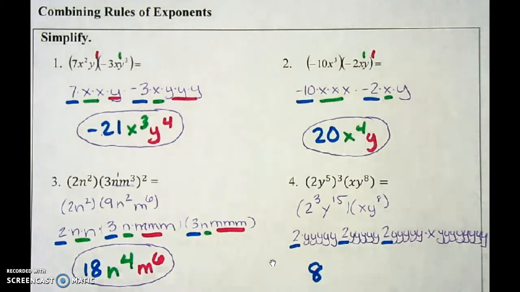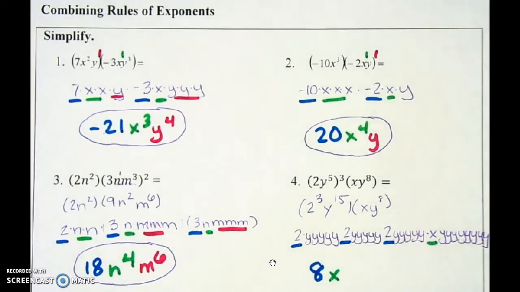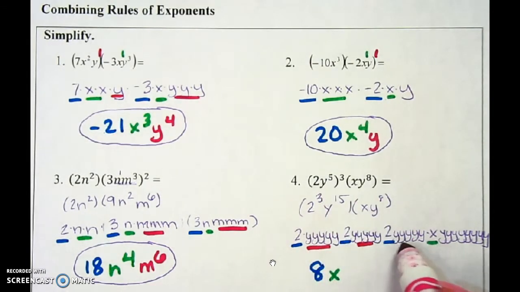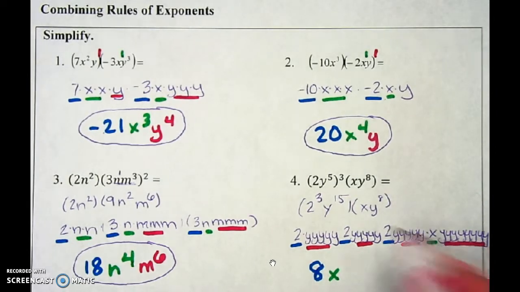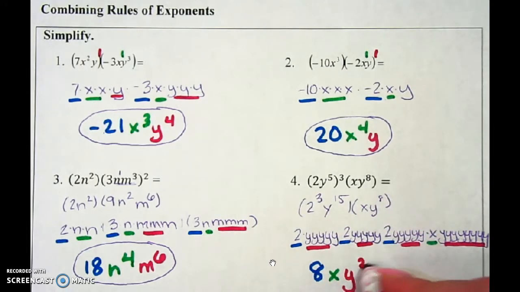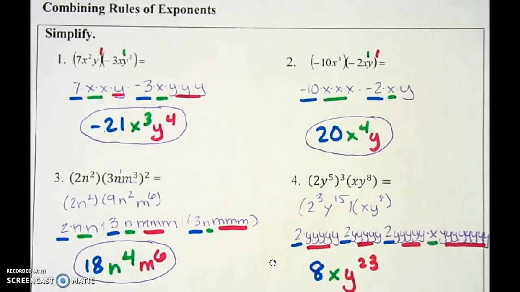Also, don't get it lost in the list, I had one x, so in alphabetical order I'll have x there first. And then I have a lot of y's. So I have y to the 5th happening 3 times. We said that made y to the 15th. And then I had another 8 y's over here. So in my final answer, 15 plus 8 will make y to the 23rd. Okay, so again, that's a huge answer in expanded form.